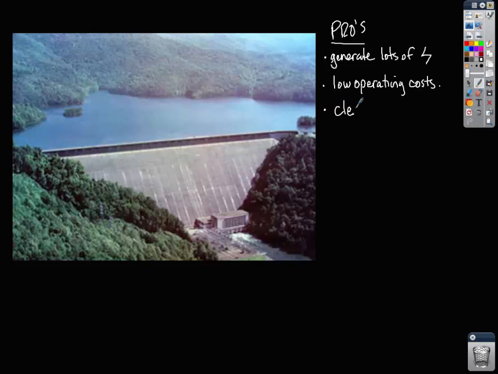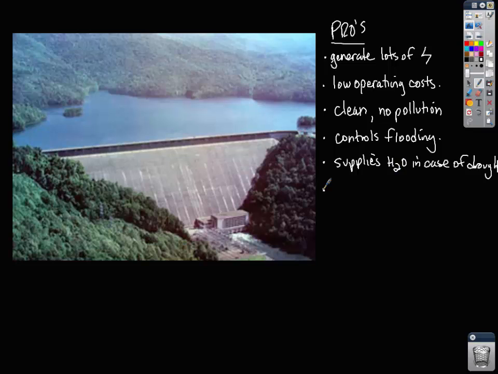It's a clean energy source. There's no pollution. It's completely green, completely renewable. It controls flooding. It supplies water in case of a drought. These things can be shut down immediately.